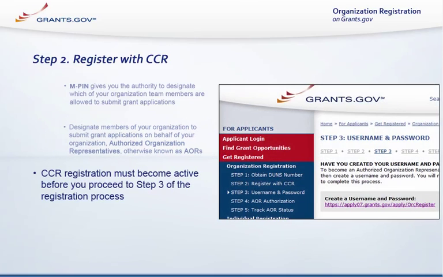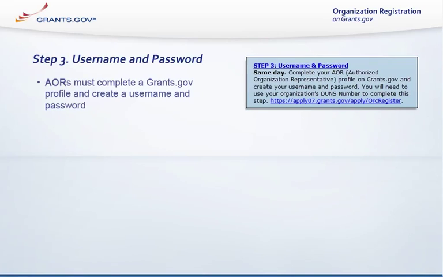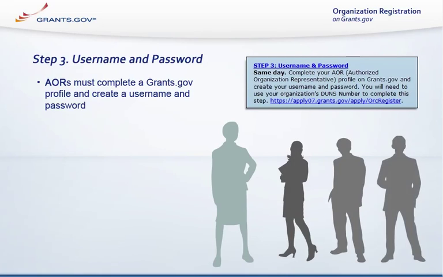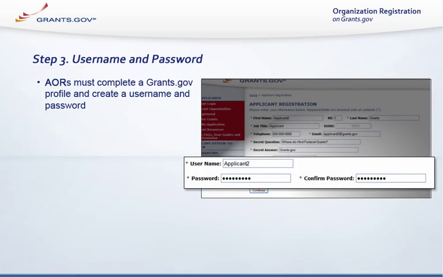Your CCR registration must become active before you proceed to Step 3 of the registration process, which is completing a Grants.gov profile and creating a username and password. Step 3. Username and password. Now that you have become the e-business point of contact and have selected Authorized Organization Representatives, AORs, to submit grant applications on behalf of your organization, these AORs must complete a Grants.gov profile and create a username and password, which is Step 3 of registration.